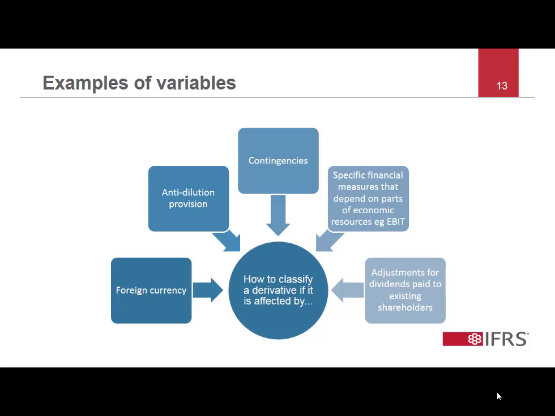is an independent variable. For example, earnings before interest and tax, or EBIT, is a financial measure that considers changes in the entity's economic resources but does not consider the effect of other claims such as interest on debt. So if the net amount of a derivative is affected by EBIT, the net amount of the derivative is affected by an independent variable and would be classified as a derivative financial asset or liability.